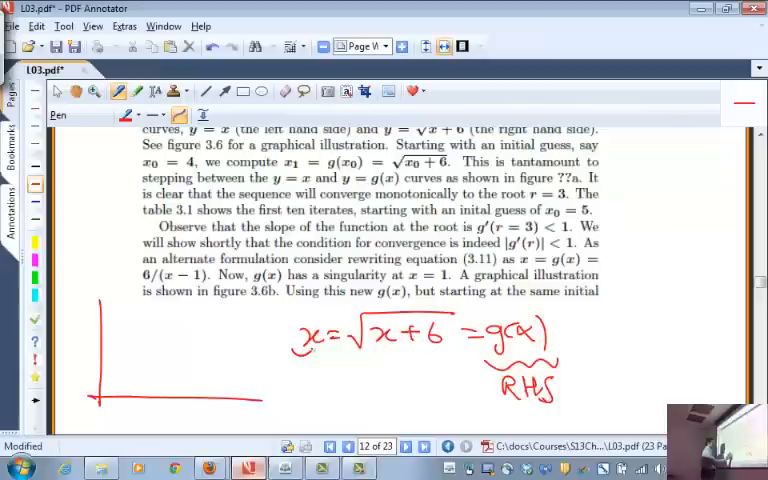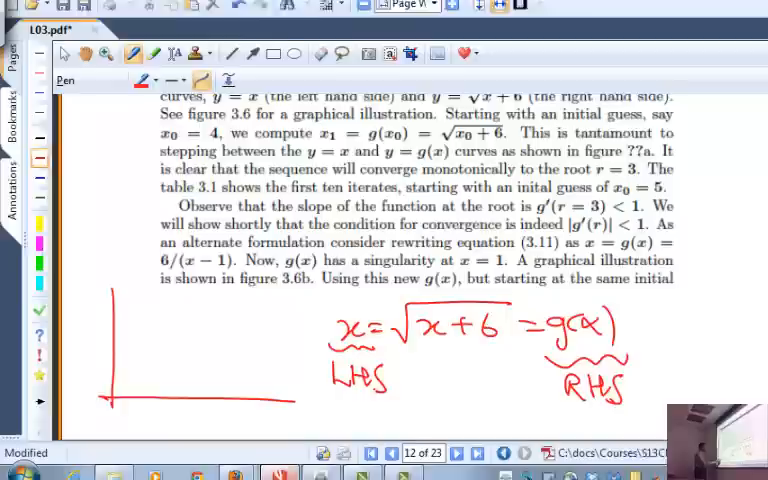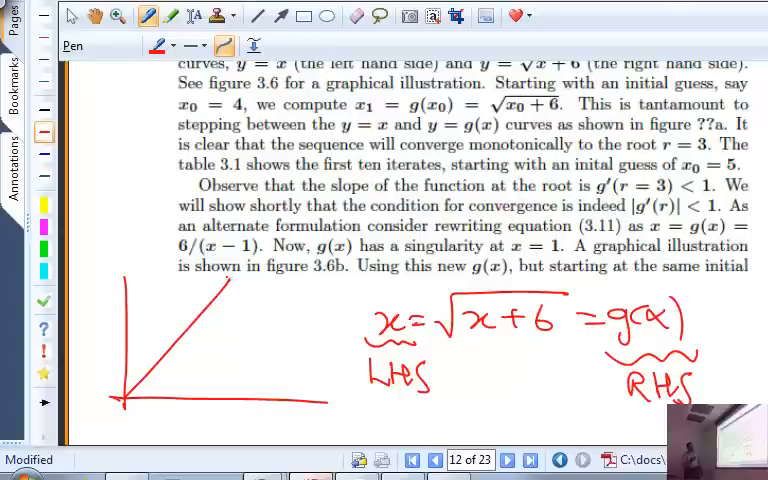I want the left-hand side to be equal to the right-hand side. The left-hand side, I can graphically draw this, right? y equal to x. On the right-hand side, the square root of x plus 6, so that graph may look something like this. If I plot the left-hand side, I get a straight line, and the right-hand side, I get a curve. So where is the solution? What is the solution I'm looking for? It's the intersection of these two curves, where the left-hand side is equal to the right-hand side.